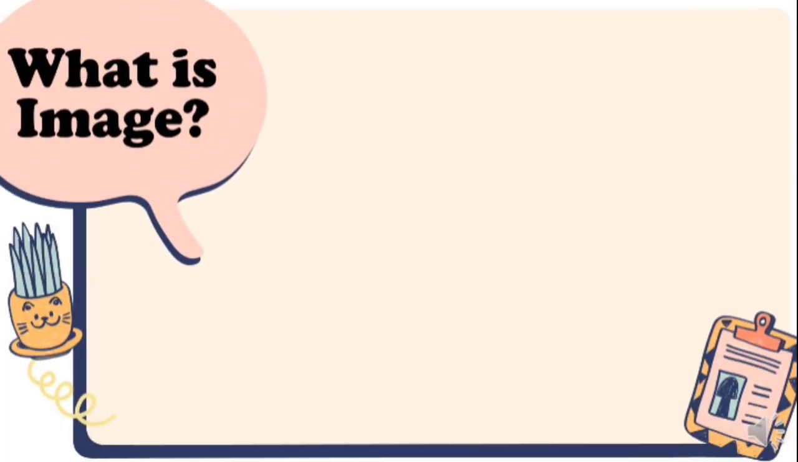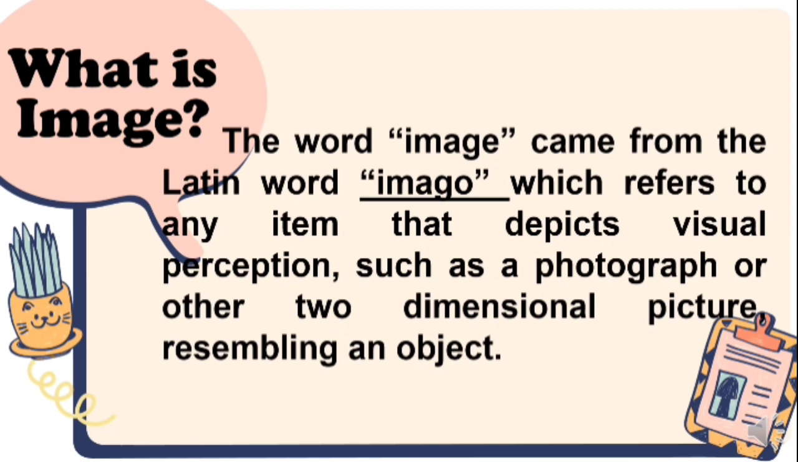What is image? Ano nga ba ang image? Kanina, nalaman na ninyo kung ano ang ibig sabihin ng image. Pero mas palawakin pa natin ang ating kaalaman kung ano nga ba ang image. The word image came from the Latin word imago, which refers to any item that depicts visual perception, such as photograph or other two-dimensional pictures resembling an object. So, imago, kanina.